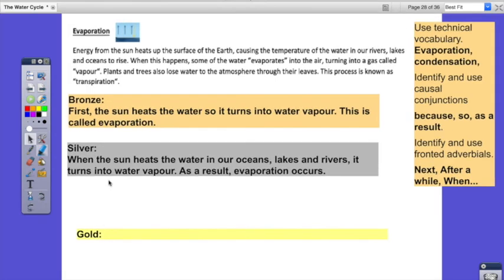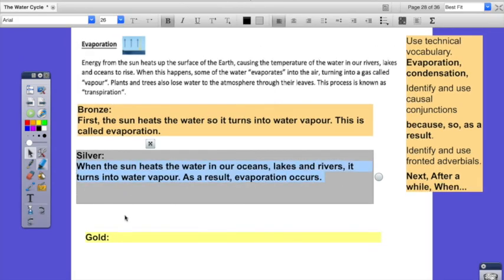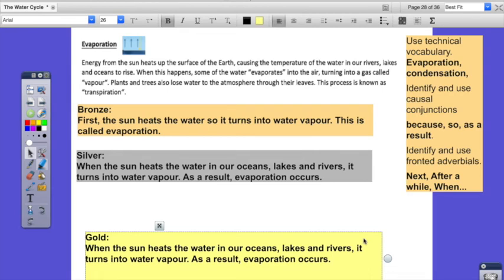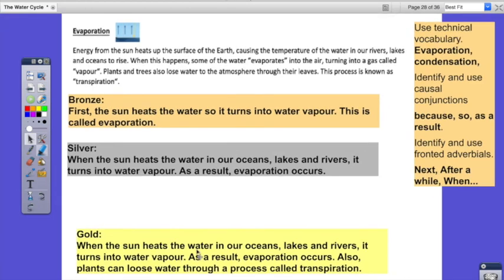If I'm going for gold, we might have this, but then we might also take some of that extra information that we had in that last video. So, what was it called? When plants and trees lose water through the atmosphere, through their leaves. Transpiration. Oh, and it's up there as well, isn't it? So I might also use an addition conjunction, which is also a fronted adverbial. Brilliant. Also, plants can lose water through a process called transpiration. Brilliant. Okay, are you getting the idea now?